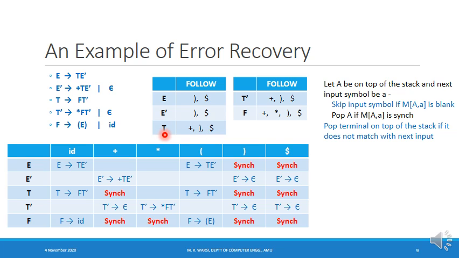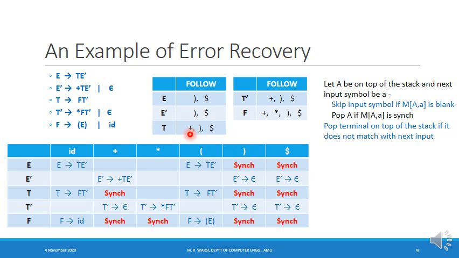And I am also marking synchronizing token in the predictive parsing table. So these two symbols are synchronizing token for the variable capital E. So E comma right parenthesis and E comma dollar, they have been marked as sync entry in the predictive parsing table.